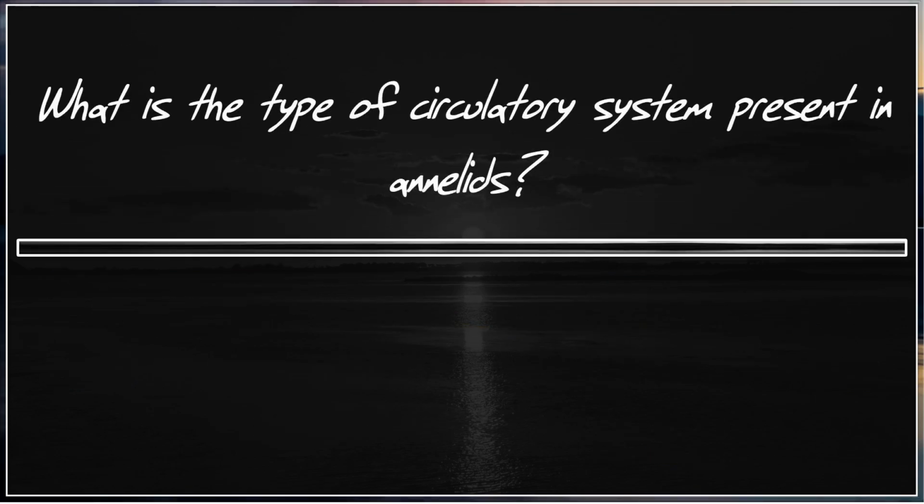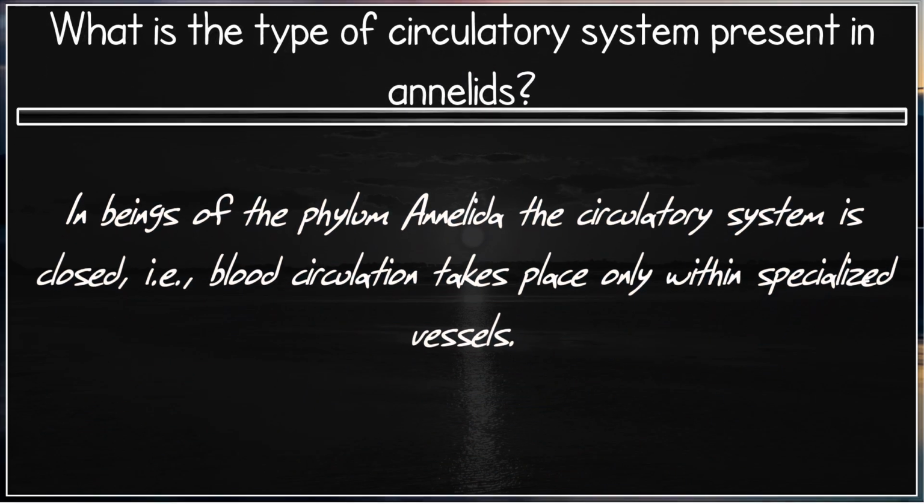What is the type of circulatory system present in annelids? In the beings of phylum Annelida, the circulatory system is closed. That is, blood circulation takes place only within specialized vessels.